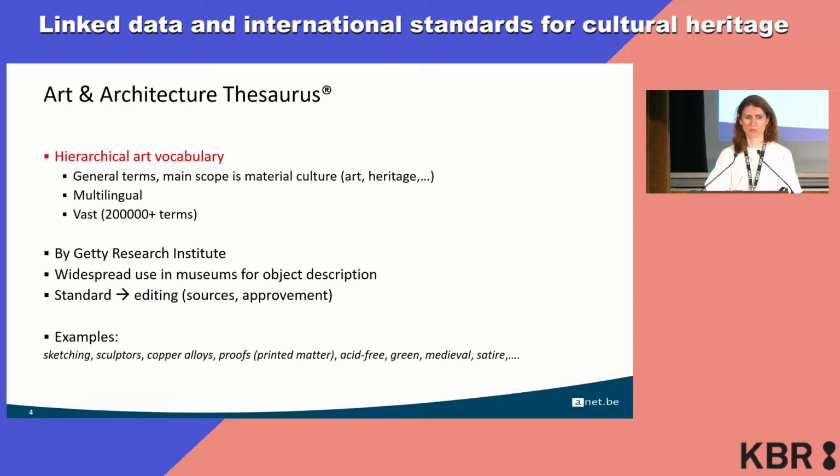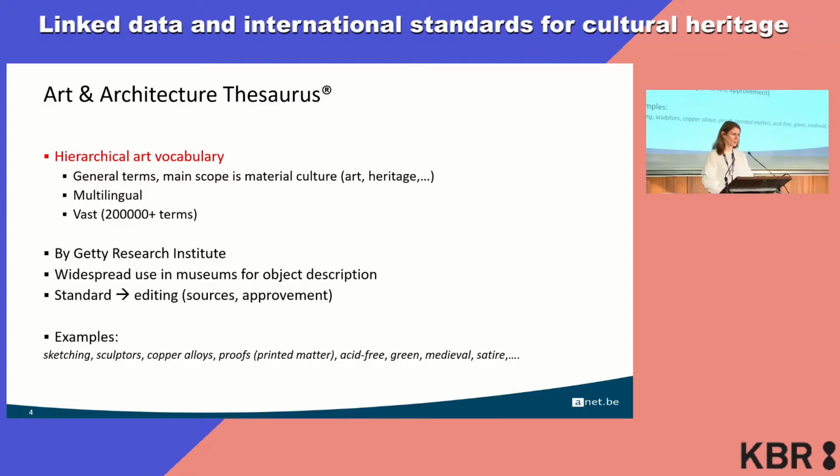A few words about the Art and Architecture Thesaurus, because we are with libraries here. It's a hierarchical art vocabulary consisting of general terms, mainly in the scope of material culture. It's really vast, so it has over 40,000 concepts and over 200,000 terms. That's because it's multilingual, so it is really well represented in different languages. It is maintained by Getty in Los Angeles, and it's really well known in museums for object description.